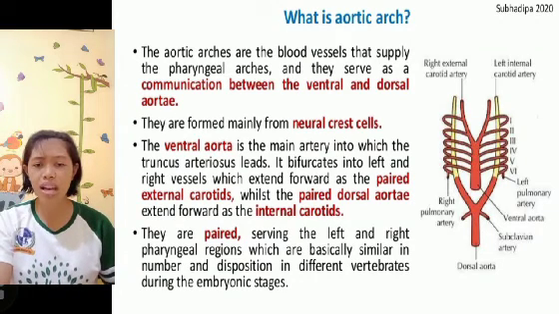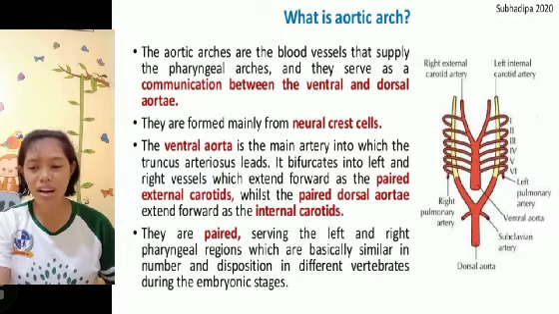Second arc, hyoid arc. So the third, and then a fourth and a fifth, and then the sixth, those are our aortic arcs. So what is an aortic arc? The aortic arcs are the blood vessels that supply the pharyngeal arch, and they serve as a communication between the ventral and the dorsal aorta.